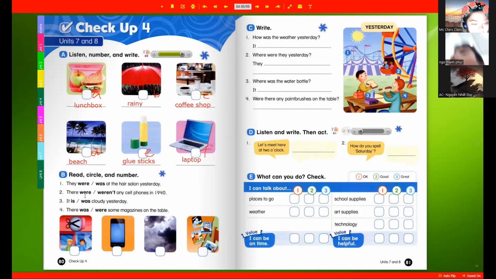Now, how about in this one? Read and circle the number. Okay. So, how about in here? What do you think is the correct answer? They were or they was? They were at the high salon yesterday. All right. Okay. How about in number 2?